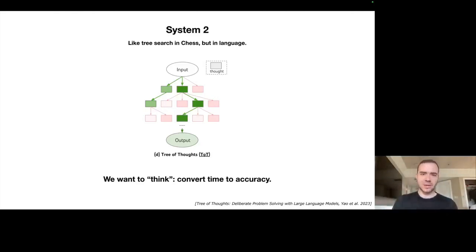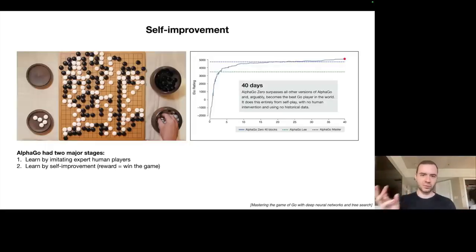And the second example I wanted to give is this idea of self-improvement. So I think a lot of people are broadly inspired by what happened with AlphaGo. So in AlphaGo, this was a Go playing program developed by DeepMind. And AlphaGo actually had 2 major stages. The first release of it did.